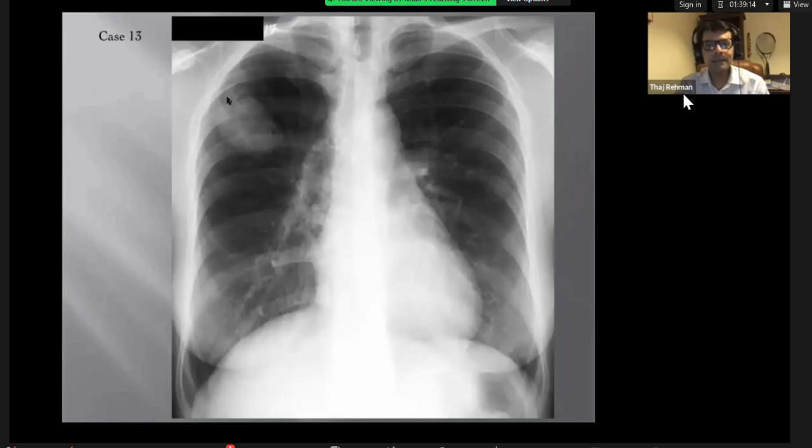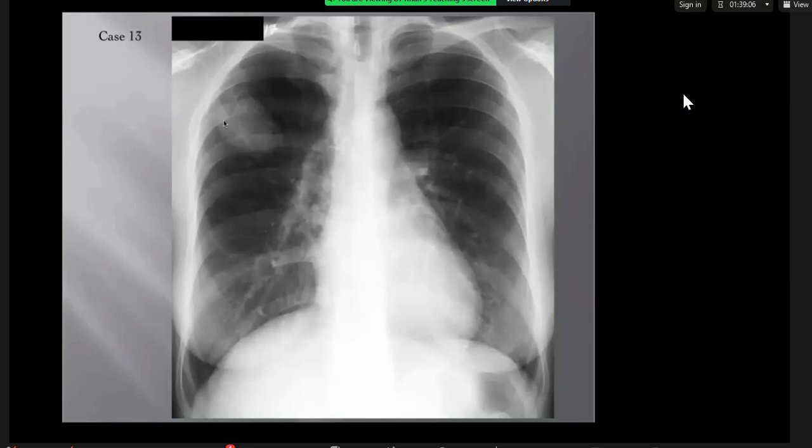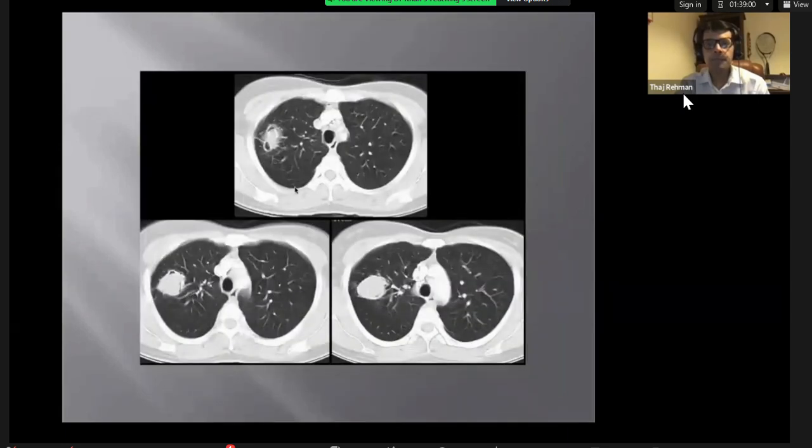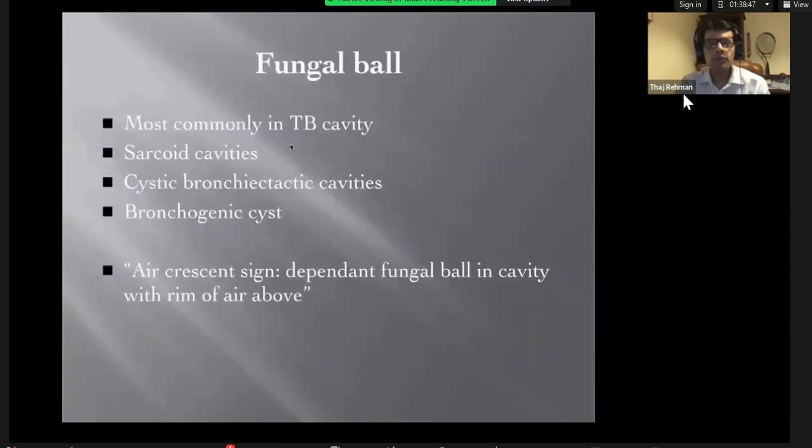So there is a mass lesion which contains an air crescent sign on top. So the diagnosis is? It's an aspergilloma. That's a mycetoma, a fungal ball inside a cavity. Yeah, easy to confirm on CT. But you should get your eyes trained to pick up the air crescent sign in nodules and mass lesions. Fungal ball is most commonly in a TB cavity. It can happen in sarcoid cavities, cystic bronchiectasis cavities, bronchogenic cyst, and the air crescent sign is a dependent fungal ball inside the cavity with a rim of air above.